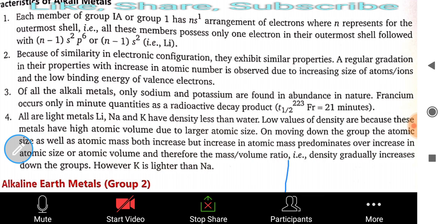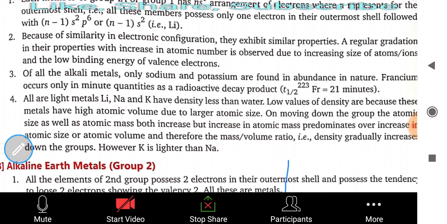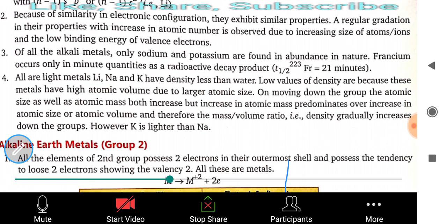In the third characteristic, of all the alkali metals, only sodium and potassium are found in abundance in nature. As you already know, francium occurs only in minute quantities as a radioactive decay product. So if someone asks you, the only radioactive element in the first group is francium. All are light metals. Lithium, sodium, and potassium have density less than water. Low values of density are because these metals have high atomic volume due to larger atomic size. On moving down the group, the atomic size as well as atomic mass both increase.